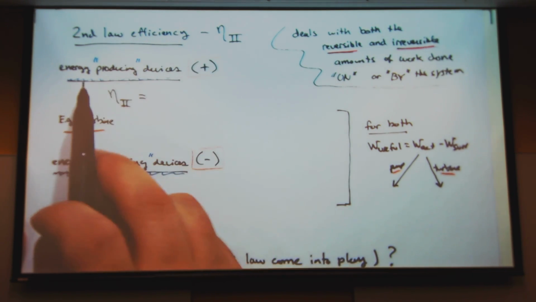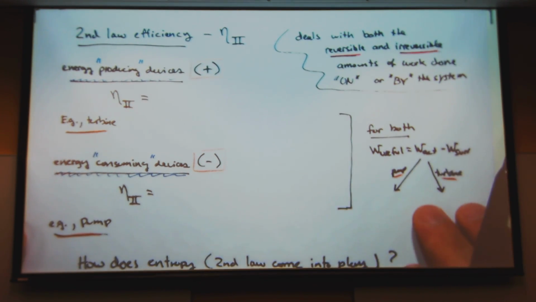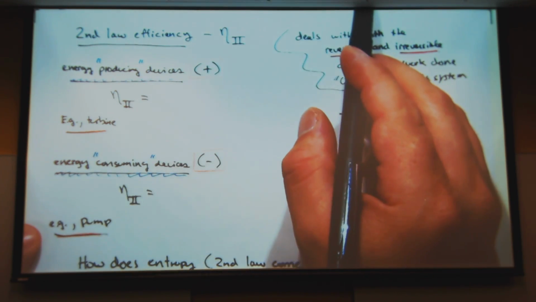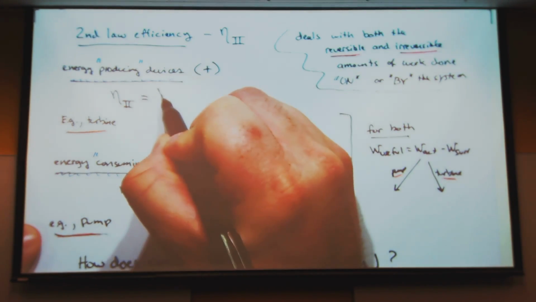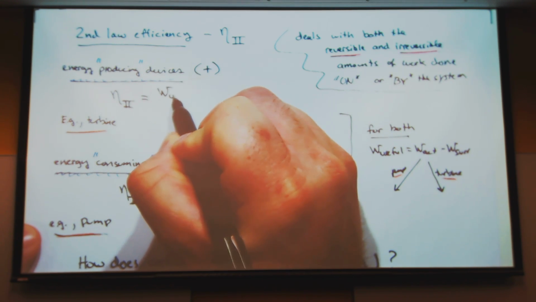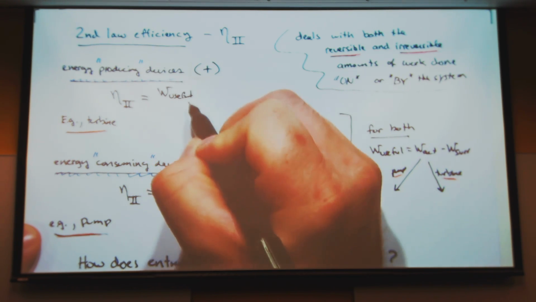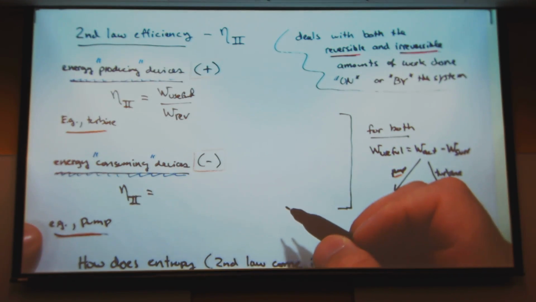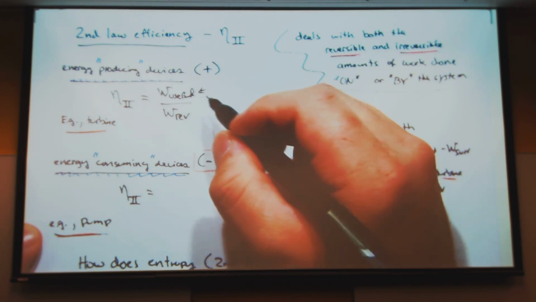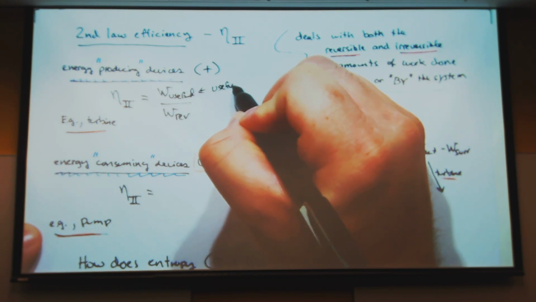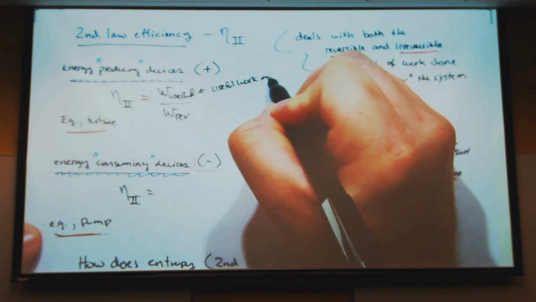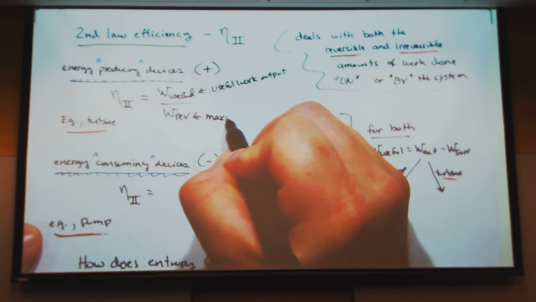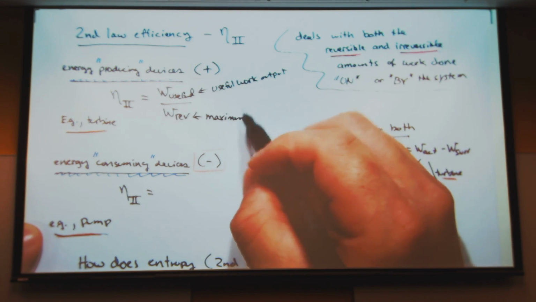Okay, so second law of efficiency, energy producing devices and energy consuming devices. And so for an energy producing device, like a turbine, it turns out to be work out useful over work reversible. Okay? And then this is the useful work output. And this is the maximum possible work output.